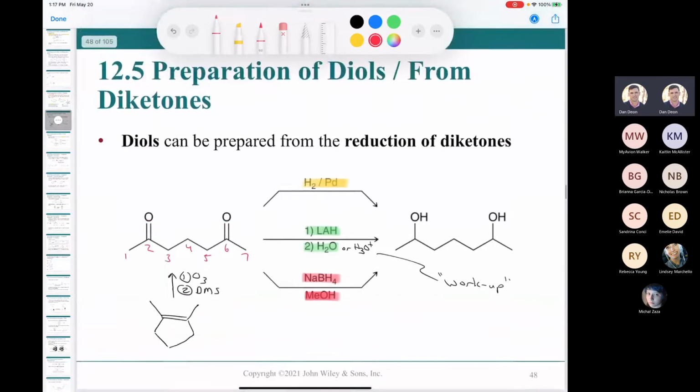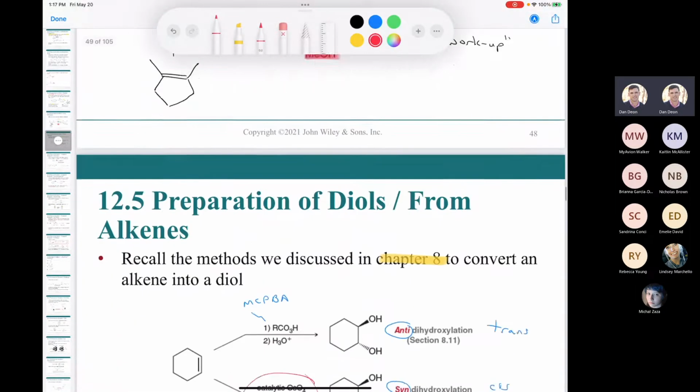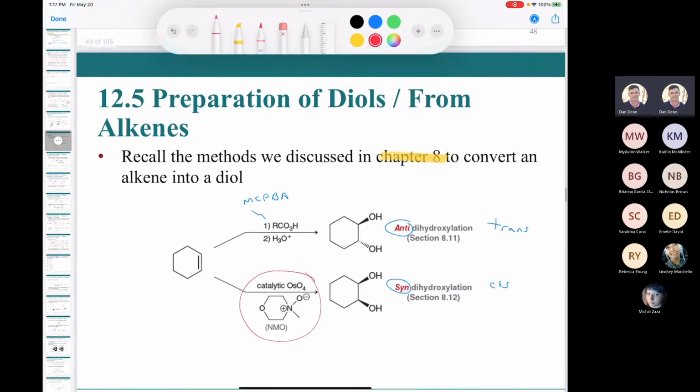We learned how to make a diol from a diketone by reduction, or we looked at a review, really, nothing more than making a diol from an alkene, and we learned how to make a trans or a cis diol via anti or syn dihydroxylation, respectively.